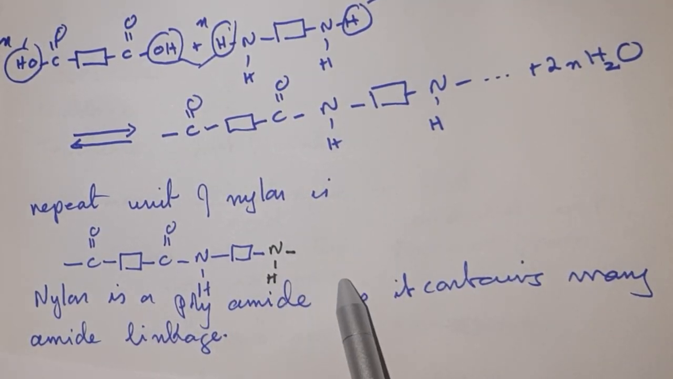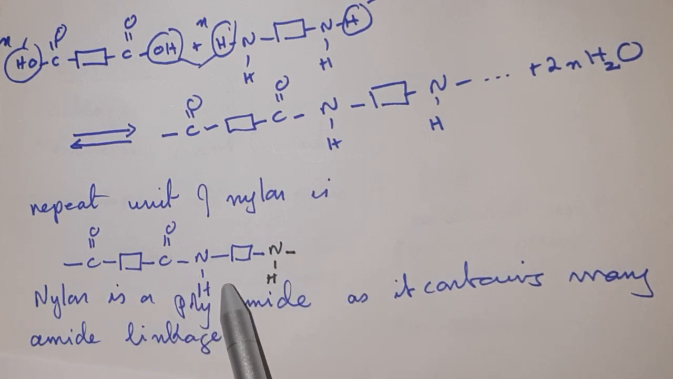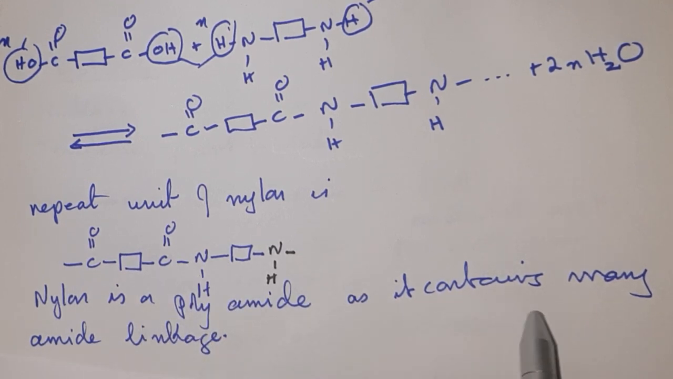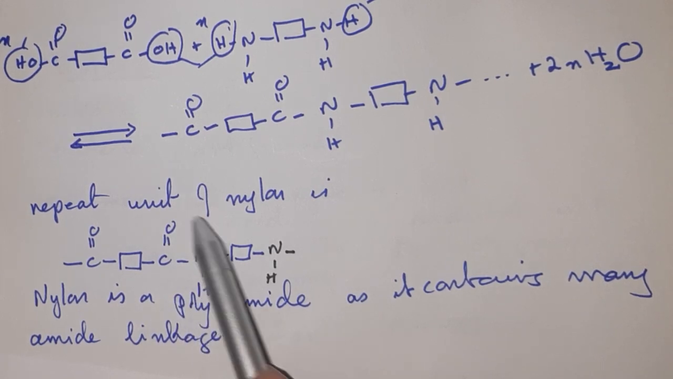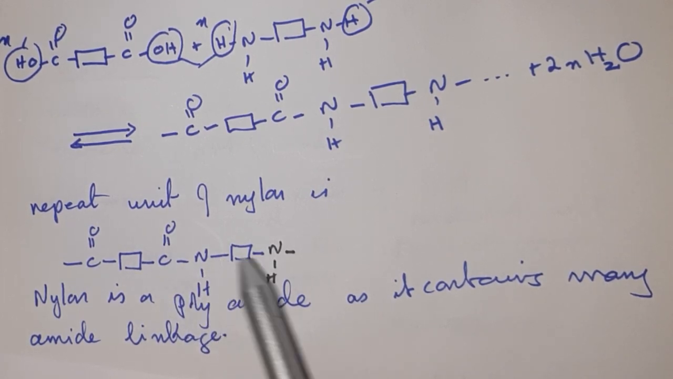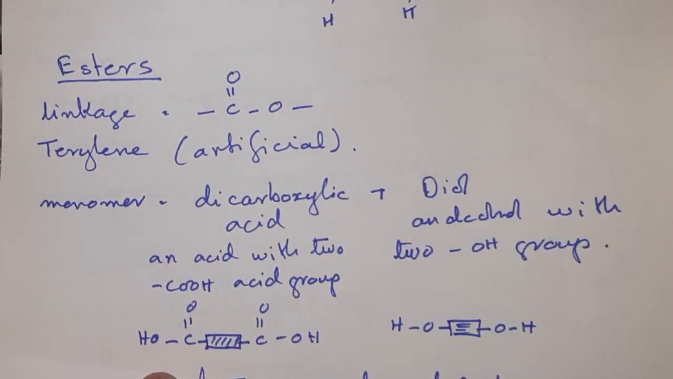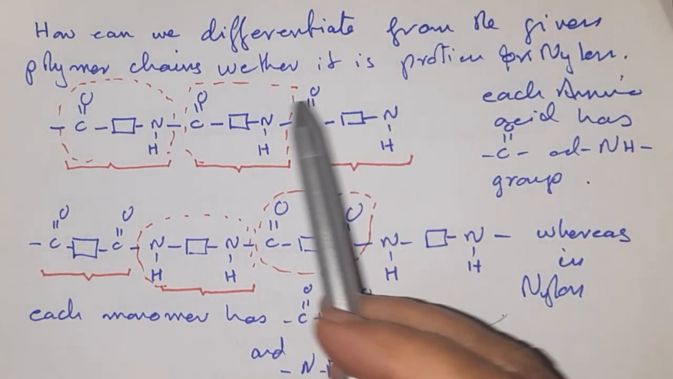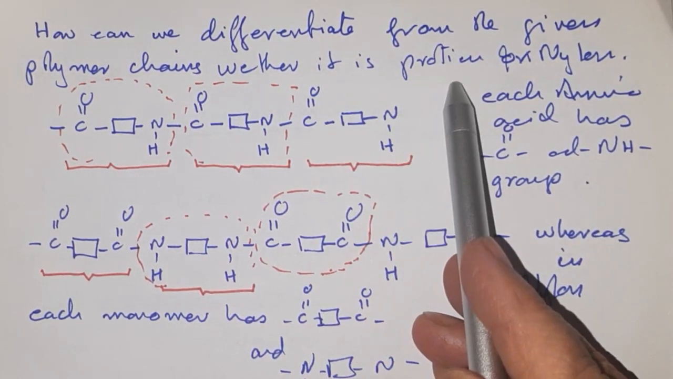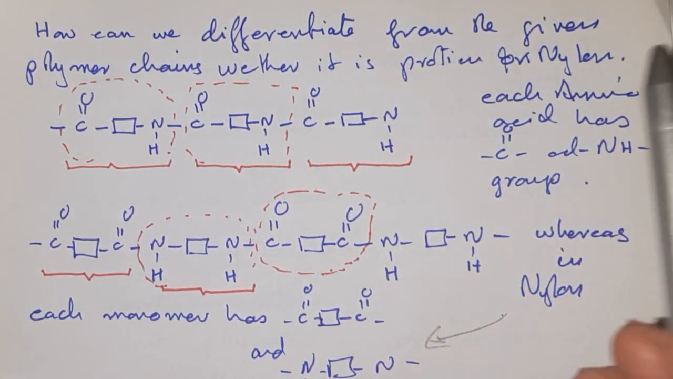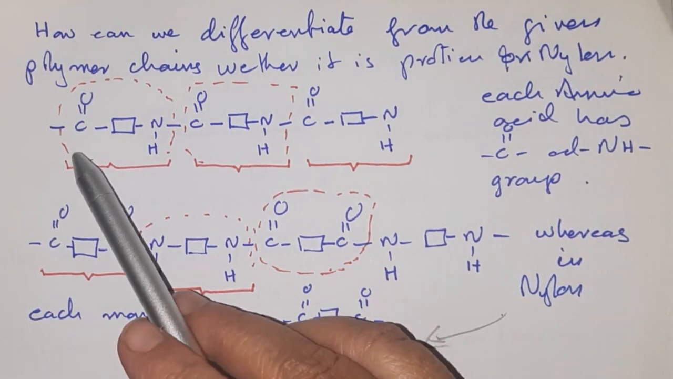Now this is the repeat unit, and nylon is a polyamide as it contains many amide linkages. Protein is also a polyamide because it also contains many amide linkages. This is the amide linkage. You must remember the amide linkage, and there are questions given in your papers on how to differentiate between the polymer chains, whether it is protein or nylon. So you can see this I have drawn.